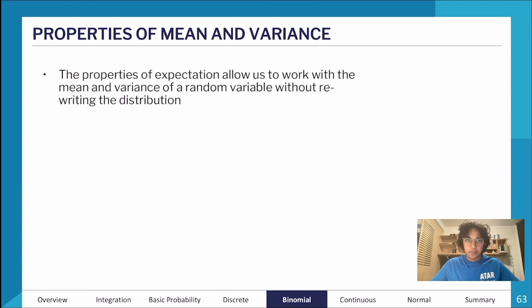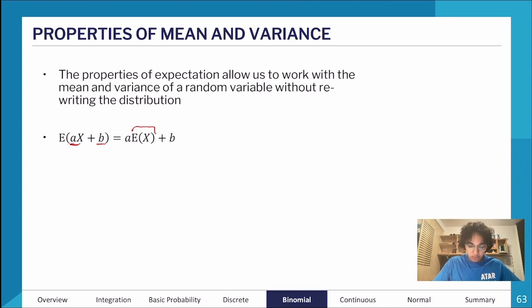Okay, let's talk a bit about the probabilities of the mean and the variance. The expectation allows us to work with the mean and variance of a random variable without rewriting the distribution. So what do I mean by that? If I have some new distribution, but it's only a scalar multiple plus some constant, I can just use the old mean and continue on. Sometimes this is a really common question type.